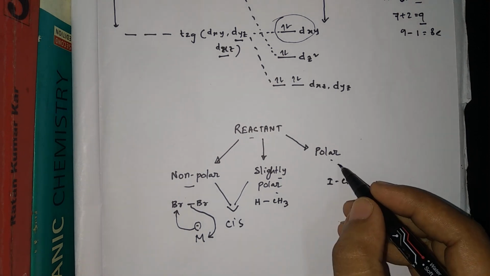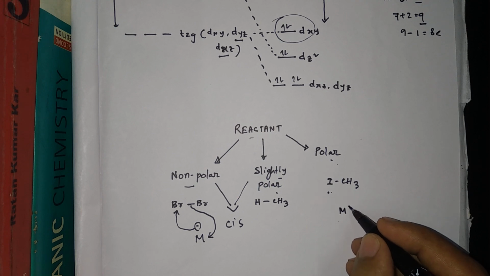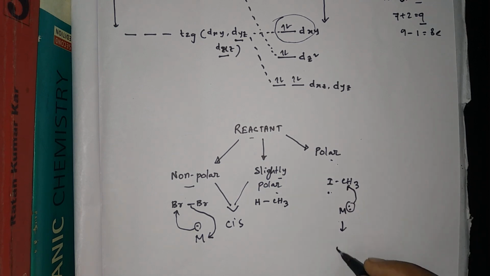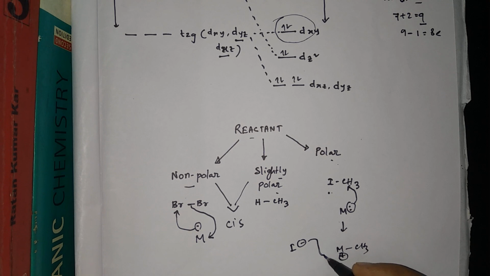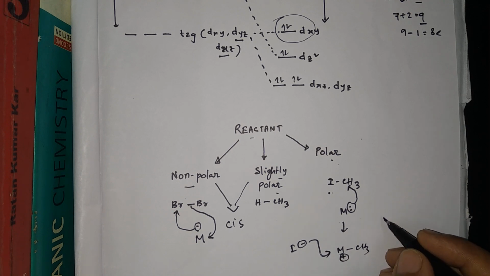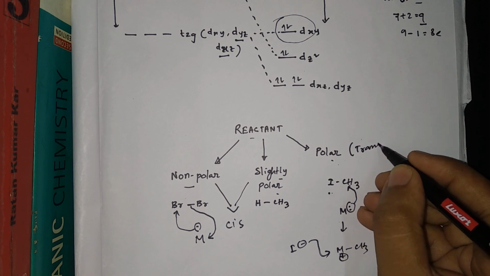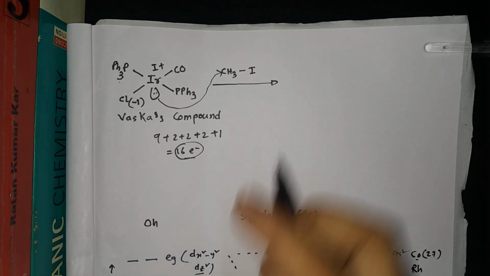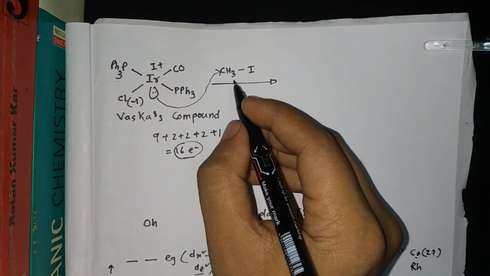But for polar compounds, what will happen? In this case, the metal electron donation will happen first, and then a metal CH3 positive charge will come, and the I minus produced in this case will react from the opposite direction, and it will form a trans complex. For the polar case it will form the trans complex. I hope you understand this. Now in our case it is given as a polar reactant, so what will happen?